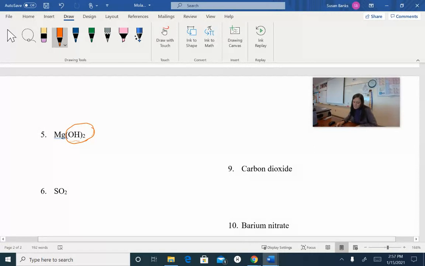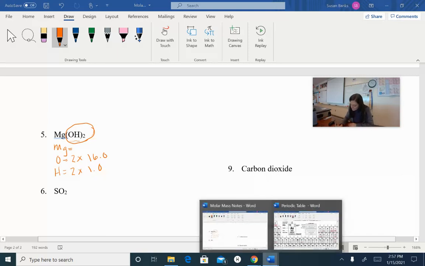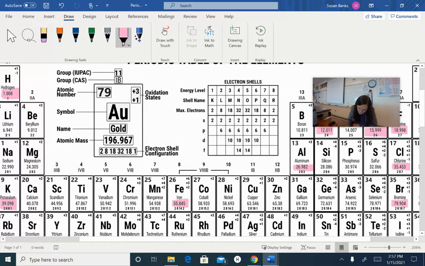Okay, so let's figure this one out. I've got 1 magnesium and I've got 2 oxygens and I've got 2 hydrogens. So I need to find these masses. We've already dealt with oxygen a couple times. It's 16.0, and we've already dealt with hydrogen a couple times. It's 1.0. So let's look up magnesium. Magnesium, 24.305. So we're going to call that to the 10th place 24.3.